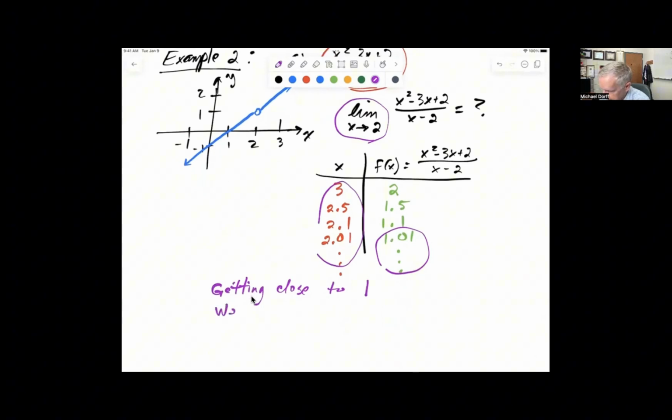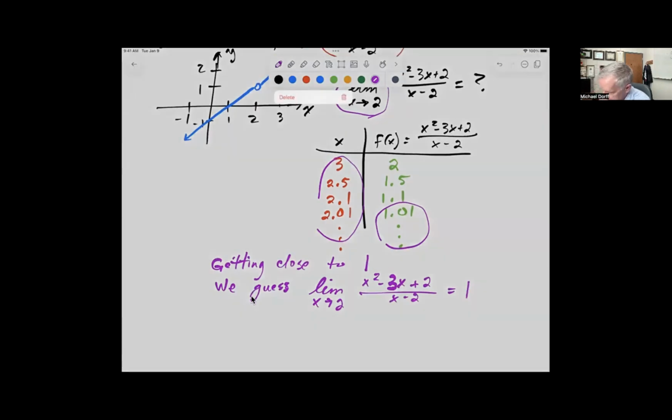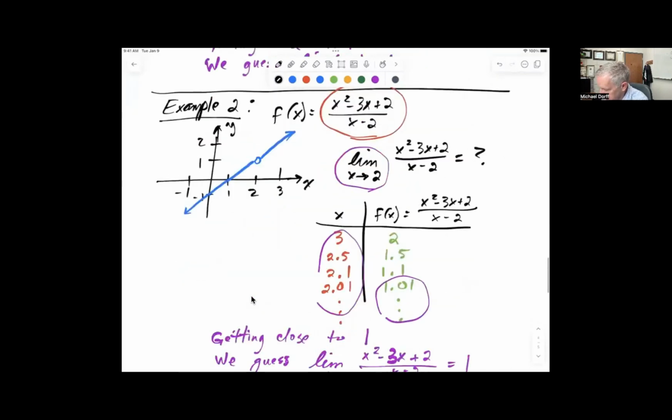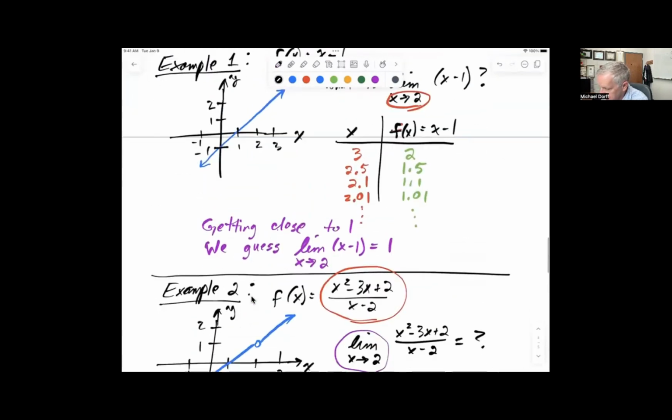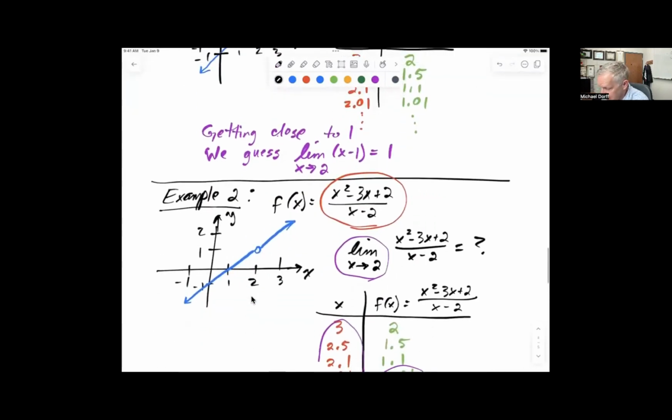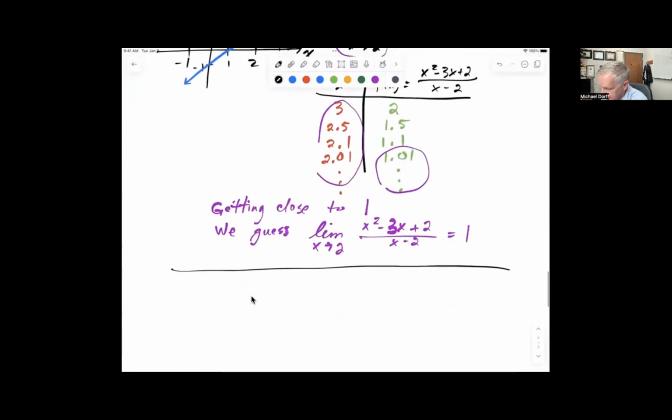So we guess that the limit as x goes to 2 of (x squared minus 3x plus 2) all over (x minus 2) is going to equal 1. Note that this is exactly the same as the previous example. The graph's the same except I have a hole there, and we get the same limit value.